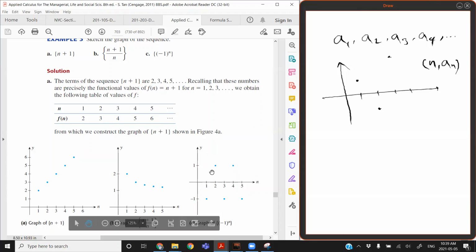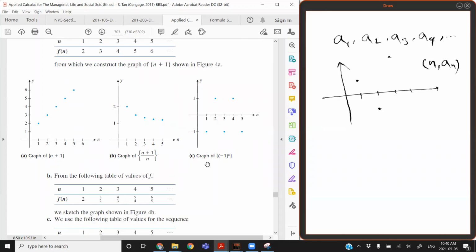And here you have an example of an alternating series, a very simple one. The values of this one are going to alternate between negative 1 and 1. So first it's negative 1, then 1, then negative 1, then 1. If you graph it, it's going to be like this: 1 and negative 1, 2 and 1, 3 and negative 1, 4 and 1, 5 and negative 1, this point here.